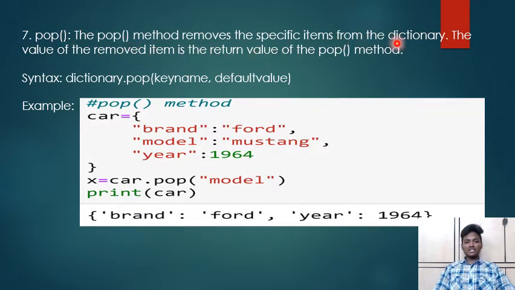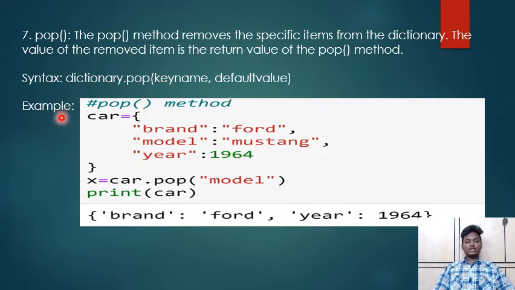And now we can see the pop method. This pop method removes the specific item from the dictionary. The value of the removed item is the return value of the pop method. The syntax for this pop method is dictionary.pop(key name, default value).